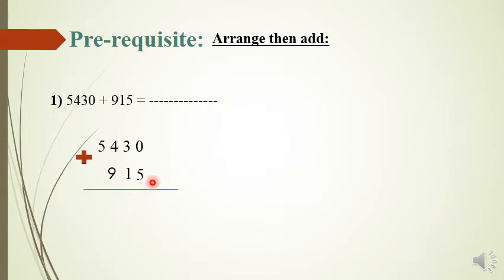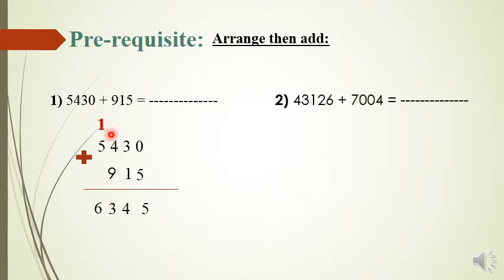So we start from the right to the left. 5 plus 0 is 5. 3 plus 1 is 4. 9 plus 4 it's 13. We put 3 down and 1 carry out. So the answer will be 6.